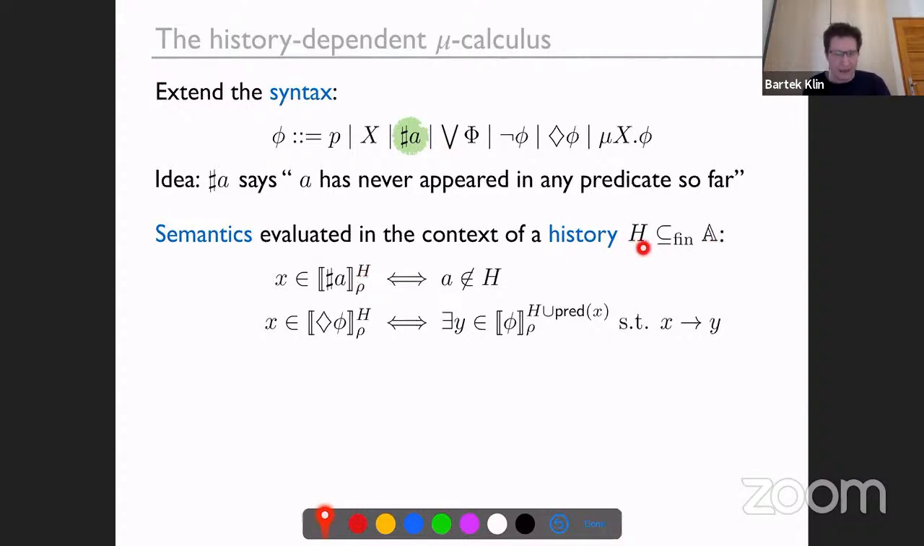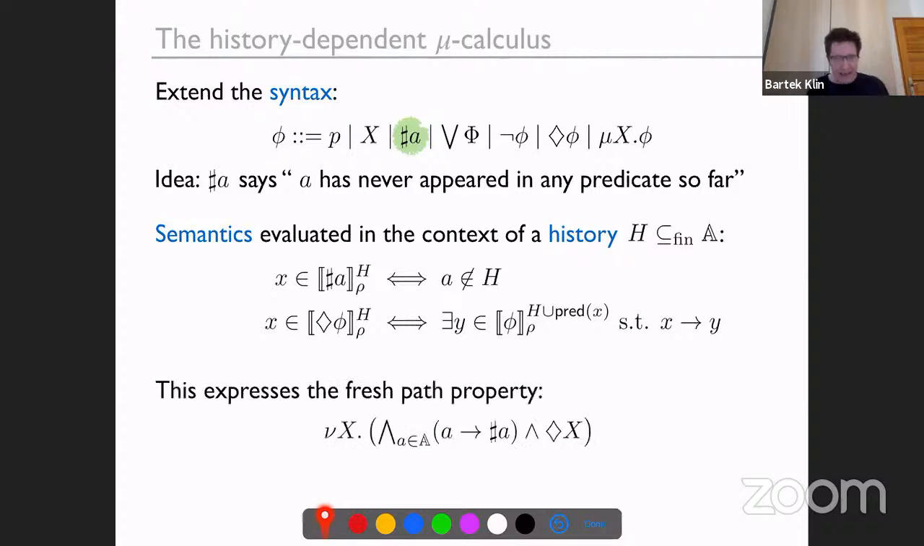It's just a finite set of atoms, and then I redefine my semantics. I extend it so that, well, this is clear. This formula holds in some state if the atom is not present in the history, and then I need to build these histories properly, and the semantics of the diamond modality cares about that. But the intuition is that this is called fresh A. A is fresh. And now it's easy to see that this expresses the fresh path property. This is a formula. It's not a big deal. A short one.